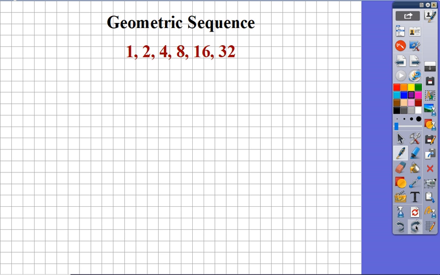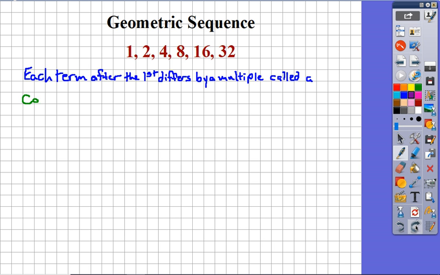Okay, today we're talking about geometric sequences. In a geometric sequence, each term after the first differs by a common multiplier, and that's called a common ratio. Last time it was a common difference because we added and subtracted it. This time it's a common ratio because we multiply and divide. What that's equal to is the nth term, any term you like, divided by the nth minus 1 term, or the term before it.